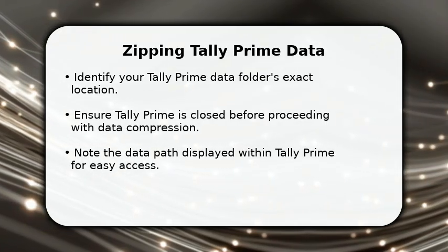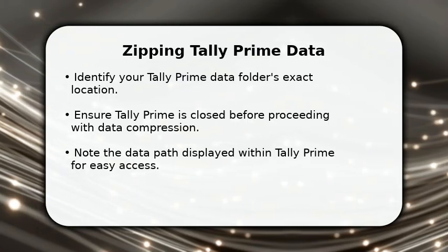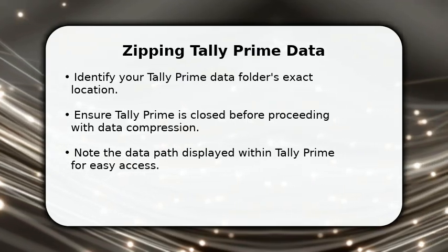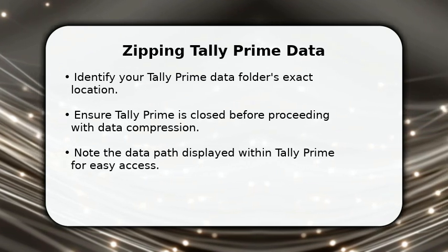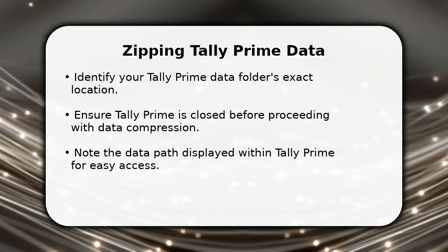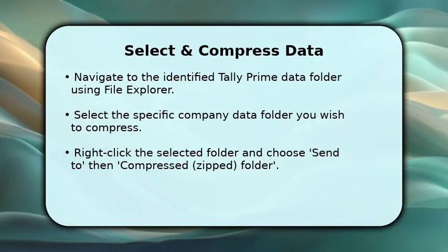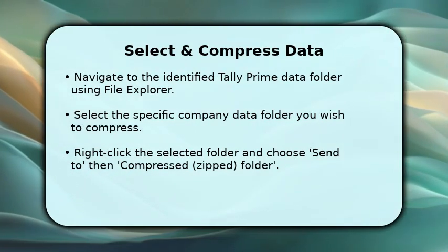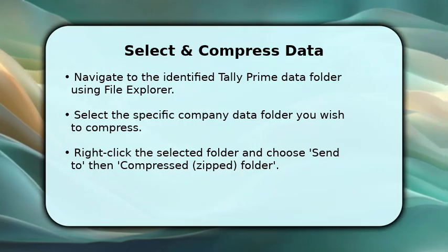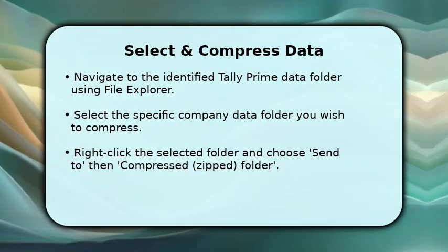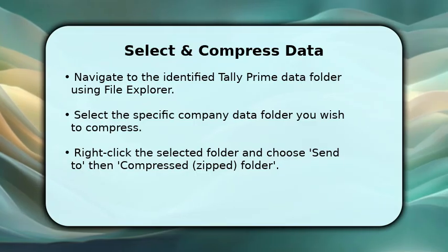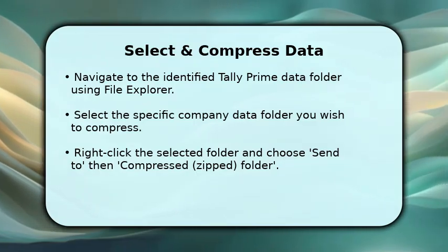Before you begin the compression process, always ensure that Tally Prime is completely closed. This prevents any data corruption and ensures a smooth, error-free backup operation. Once you have located your Tally Prime data folder, open File Explorer and navigate directly to that path. Inside, you will see folders representing each of your companies, typically identified by a 5-digit number.